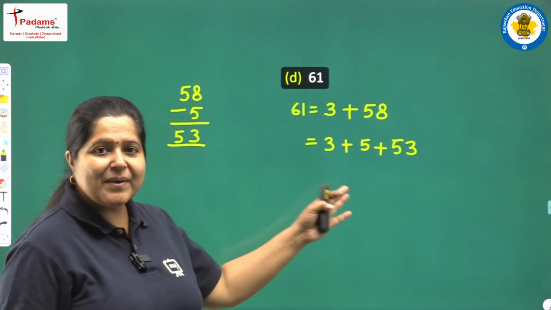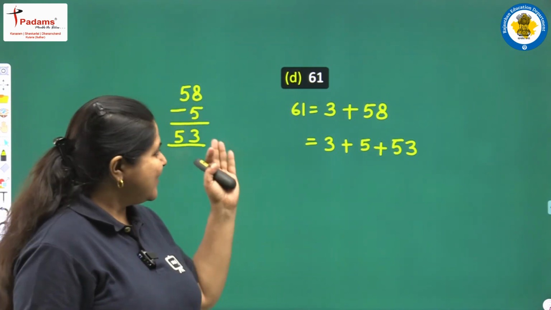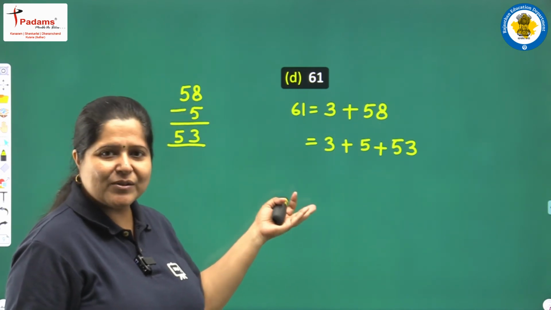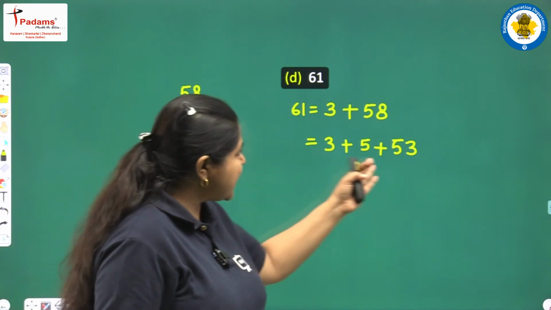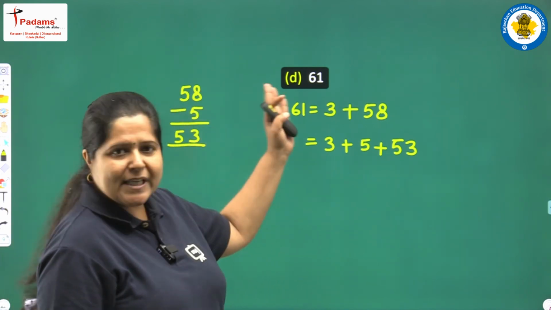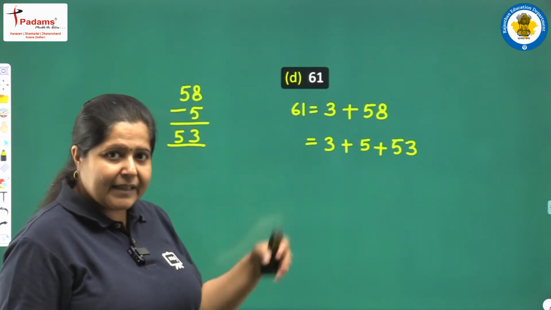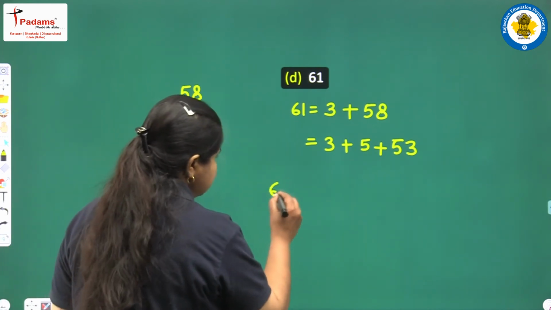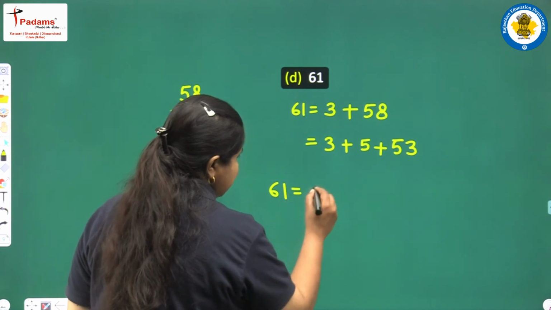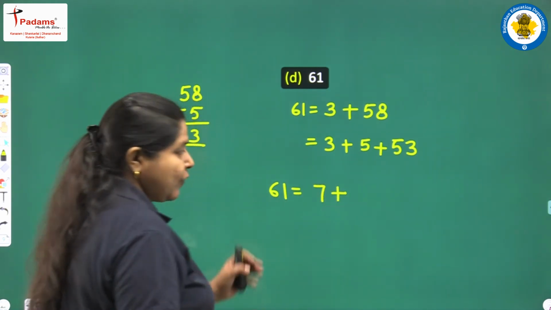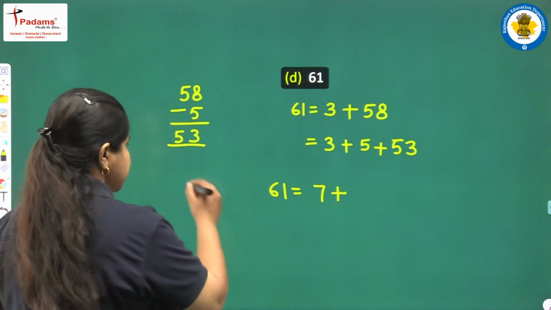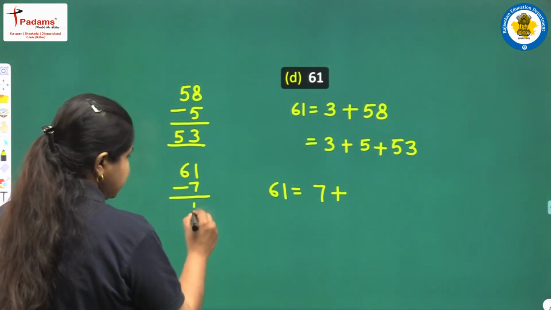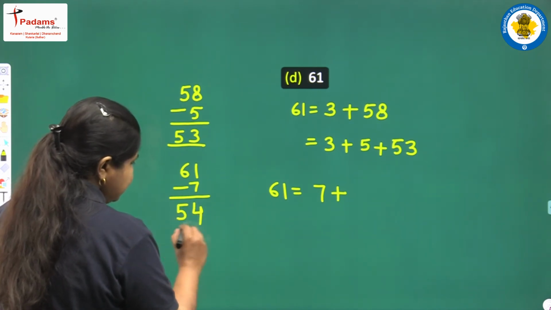So 53 is the third number. Are these three numbers prime? Yes, 53 is also a prime number, 5 is also a prime number, and 3 is also. So we are having three odd primes whose sum is 61. Other combinations are also possible. Let us try to get one more combination. We can take it as 7 plus, what will be the second number? Just subtract 7 from 61, it will be 54.